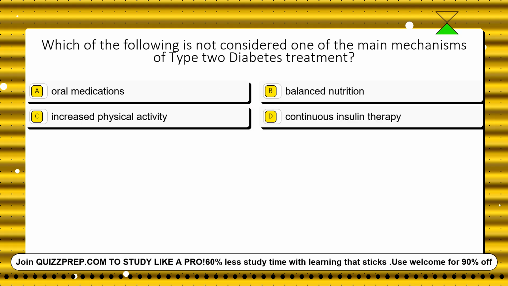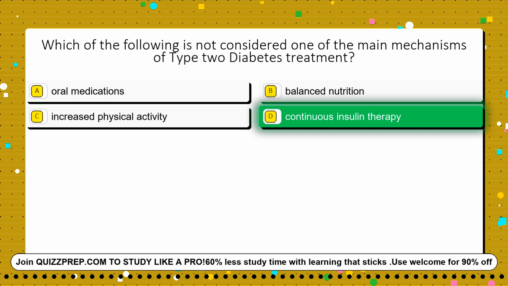Question 35. Which of the following is not considered one of the main mechanisms of type 2 diabetes treatment? Option A. Oral medications. Option B. Balanced nutrition. Option C. Increased physical activity. Option D. A continuous insulin therapy.